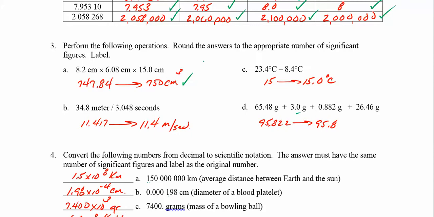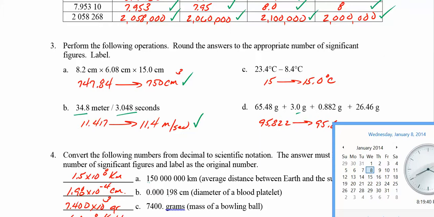We got 34.8 meters divided by 3.048 seconds. This is a velocity. When I divide 34.8 by 3.048, I get 11.417. I need only three significant digits, however, because this one has 3. Now, this one has 4, but I can only have the lesser of those, 3. So 11.4 meters per second is my answer. Let's take a look at the next one.